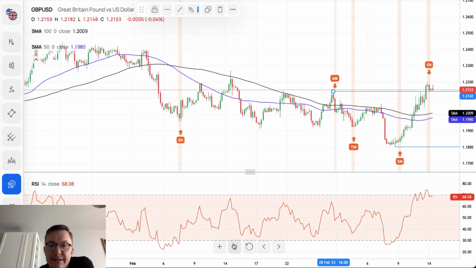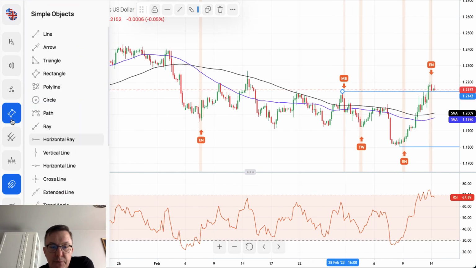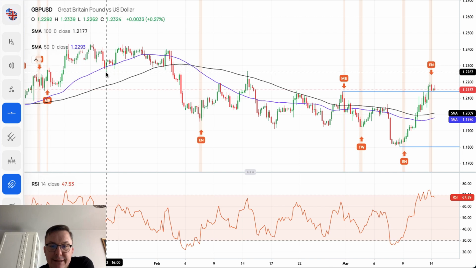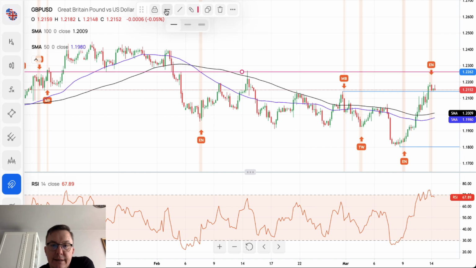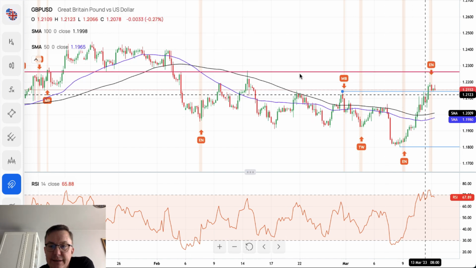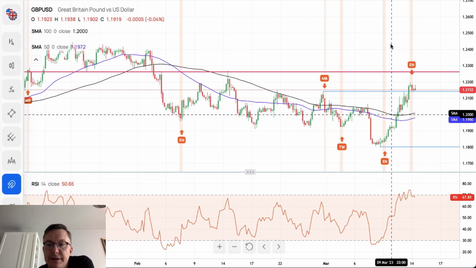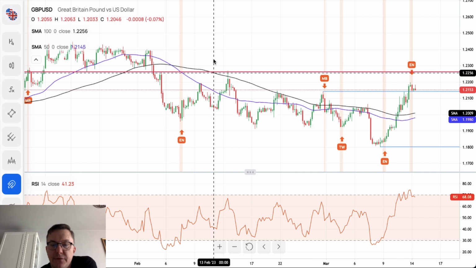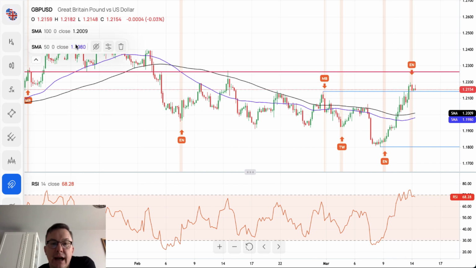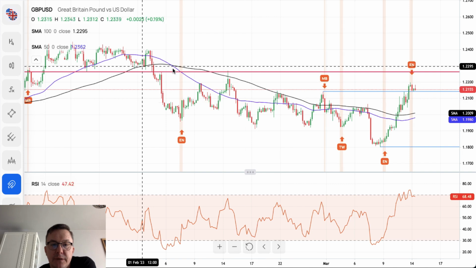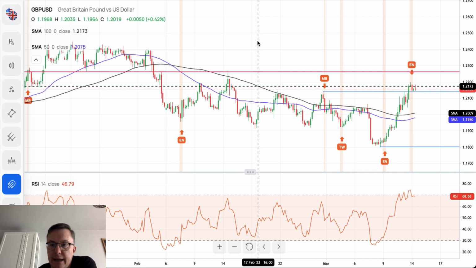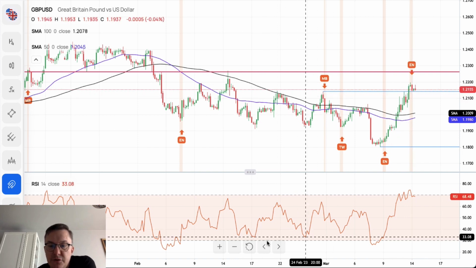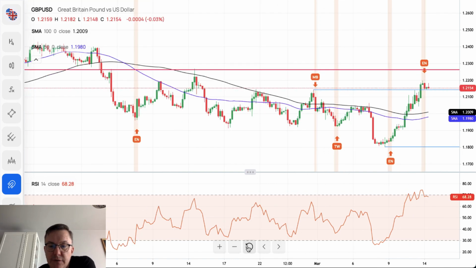Where is the next target for bulls? It is located at this level here, 1.2262. This is the technical resistance level, and it needs to be violated if bulls want to think about any kind of a challenge to the yearly high located a little bit higher around the 1.2430 level. So that's the situation on the chart of the British pound.